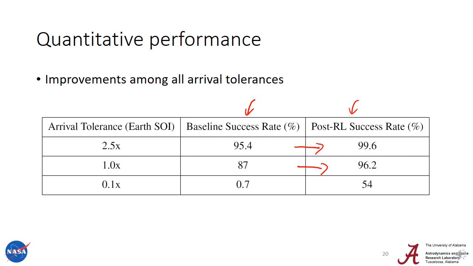Finally, if we tighten it an order of magnitude to 0.1 Earth spheres of influence, we can see that the baseline neural network doesn't perform very well. In fact, the success rate is less than 1%. But after reinforcement learning is applied, it jumps up to 54% success rate.